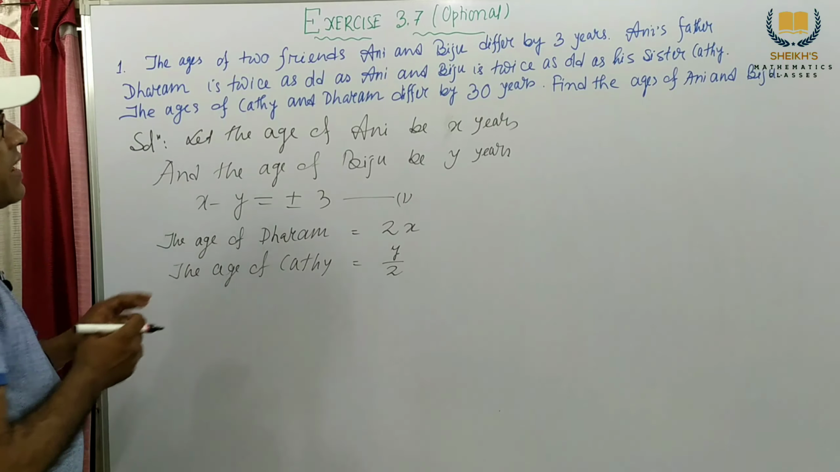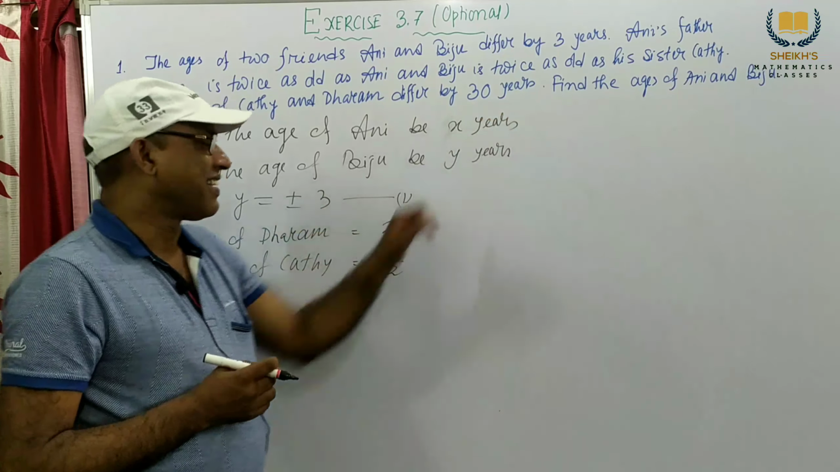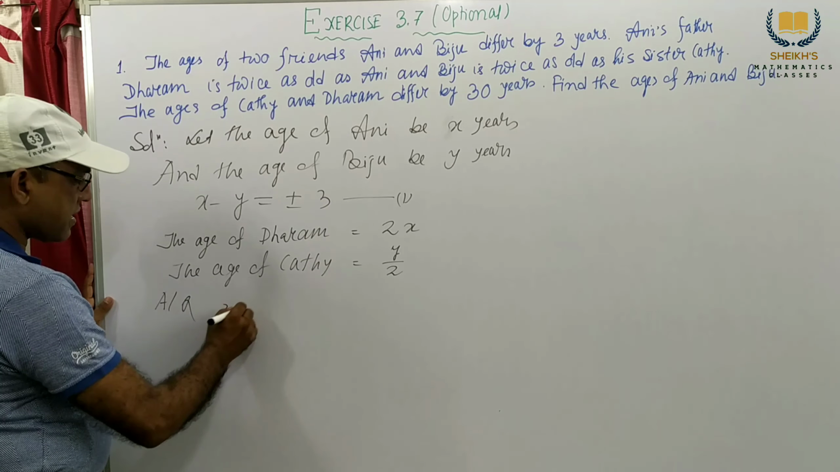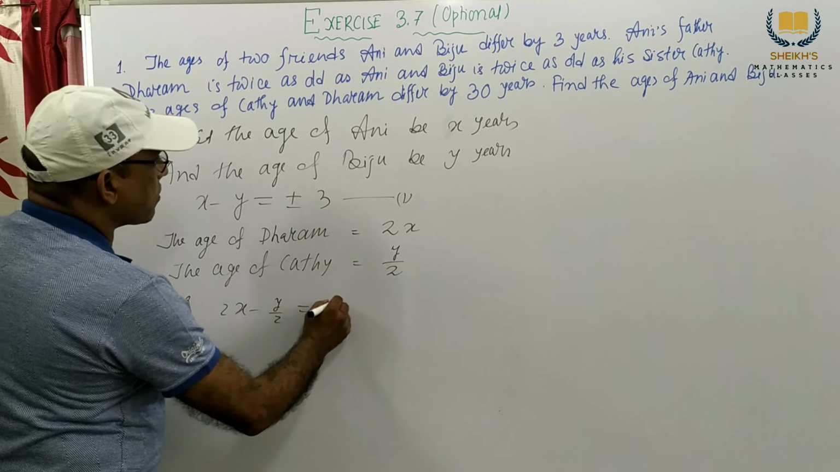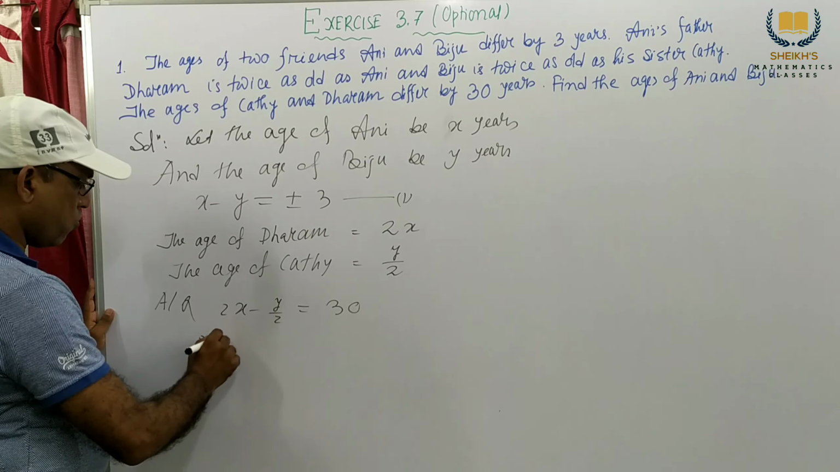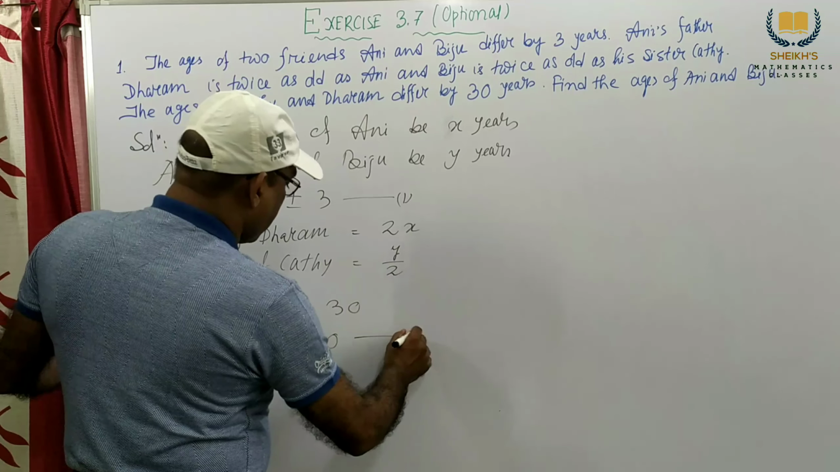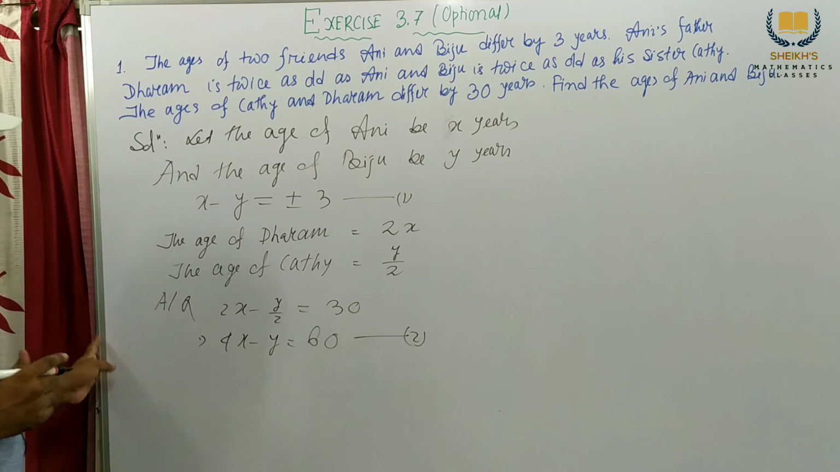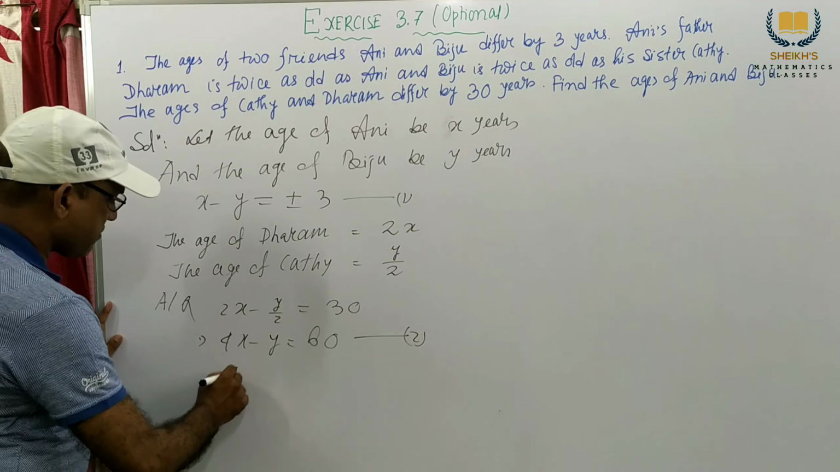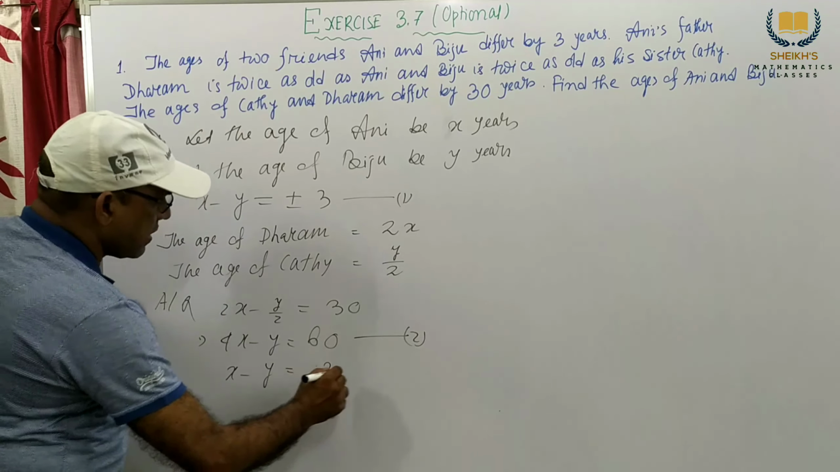And given the ages of Cathy and Dharam differ by 30. According to the question, twice x minus y by 2 equal to 30. Their difference is 30. If we multiply by 2, then 4x minus y equal to 60. This is number 2. And here plus minus given, first we consider plus. x minus y equal to plus 3, this is number 3.